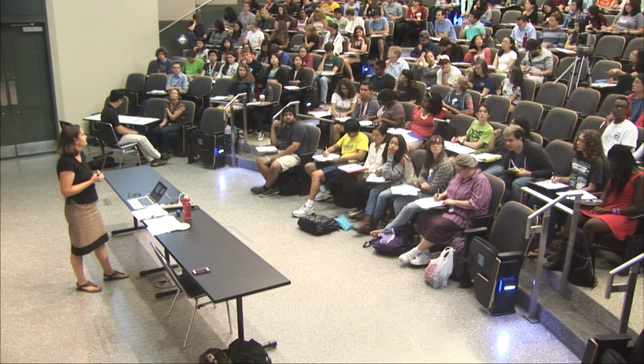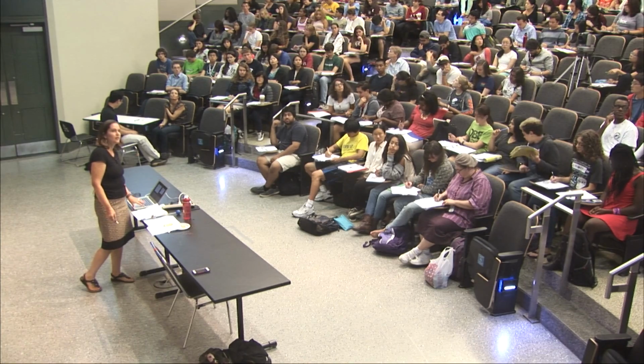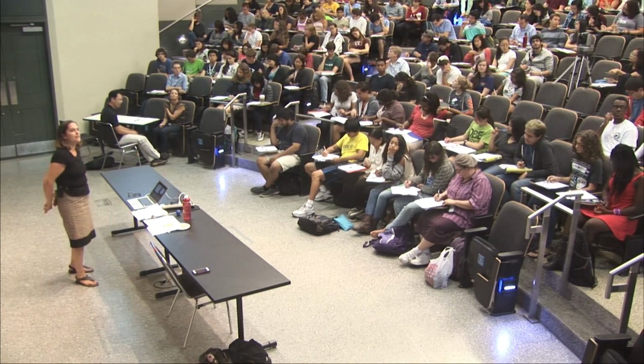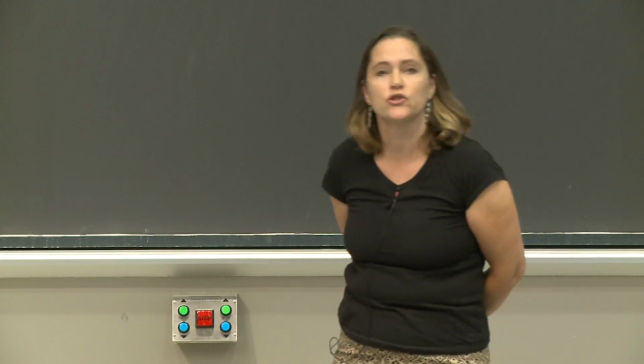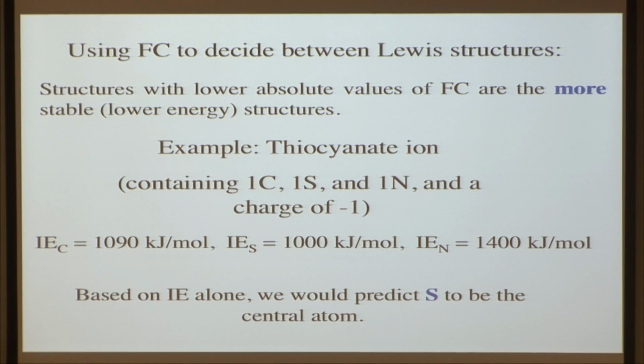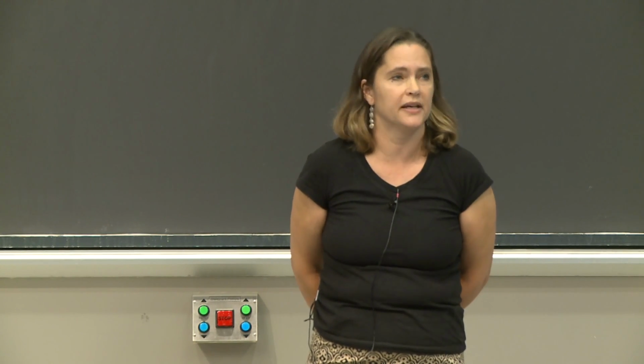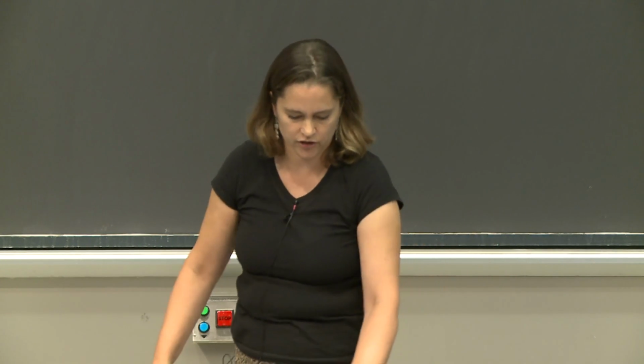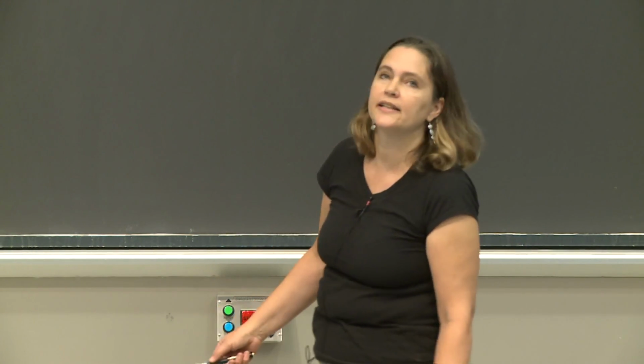Just yell it out. Sulfur. So sulfur has the lowest ionization energy, and I told you that's usually the thing in the center. But you can start with that. It's always good to start with that. But then you want to check the structure and make sure that a structure with sulfur in the middle has the lowest formal charge. So let's take a look at that.